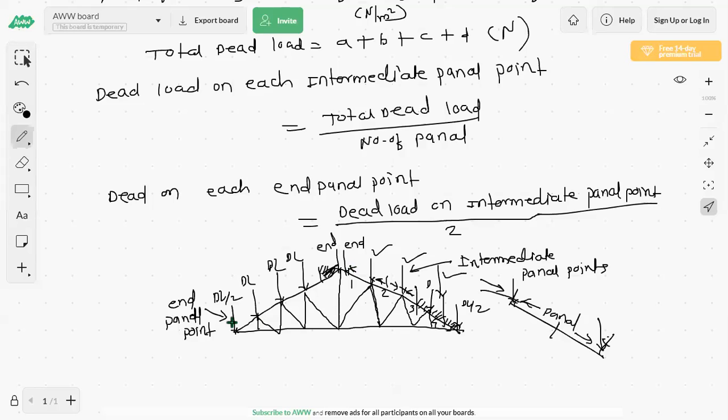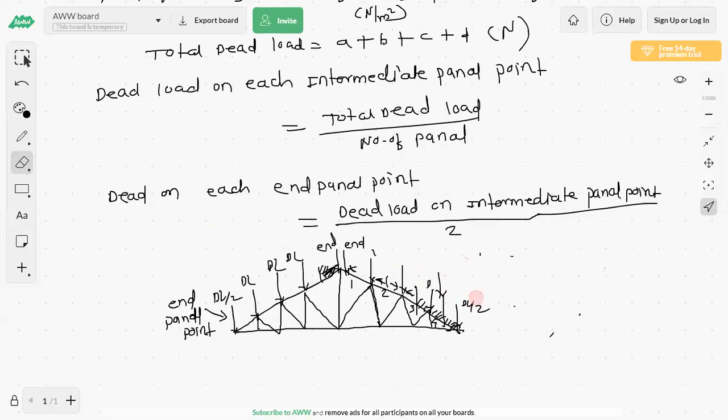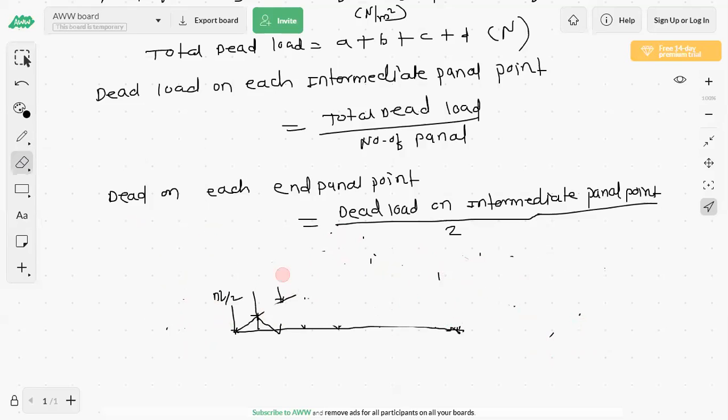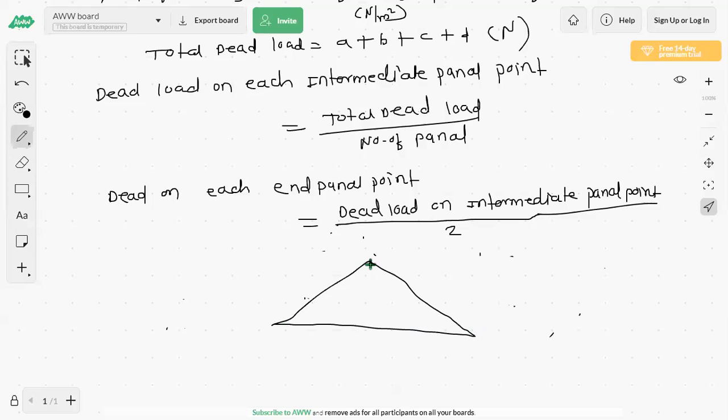Okay. Other load calculations we will see in the next lecture, because our time is now over. So in this way, this figure is required in the examination also. So show this figure again. So this is your dead load.